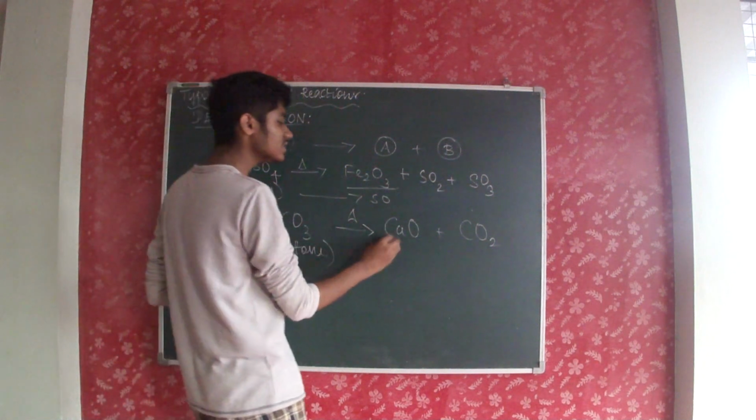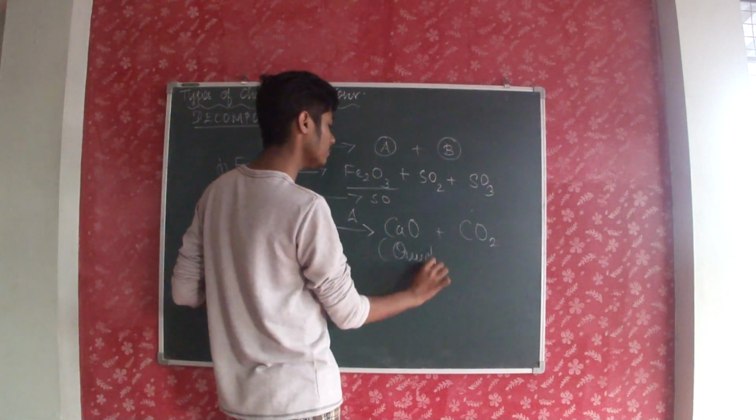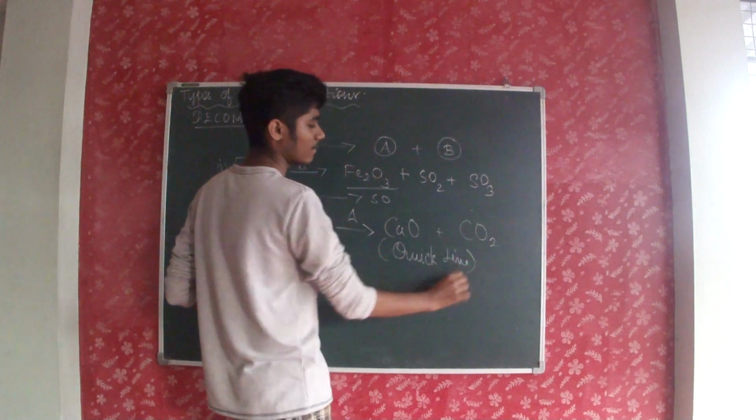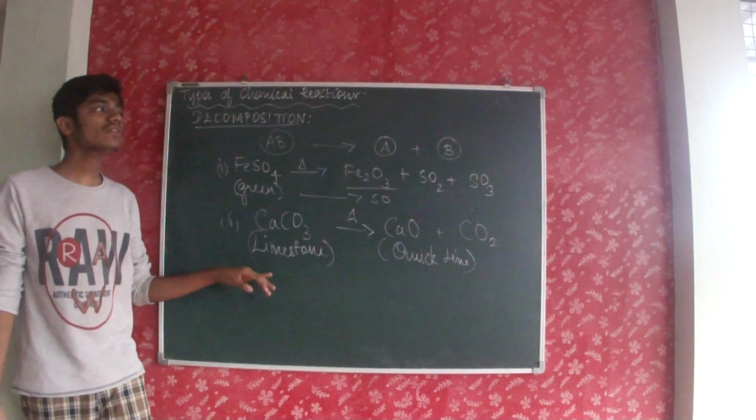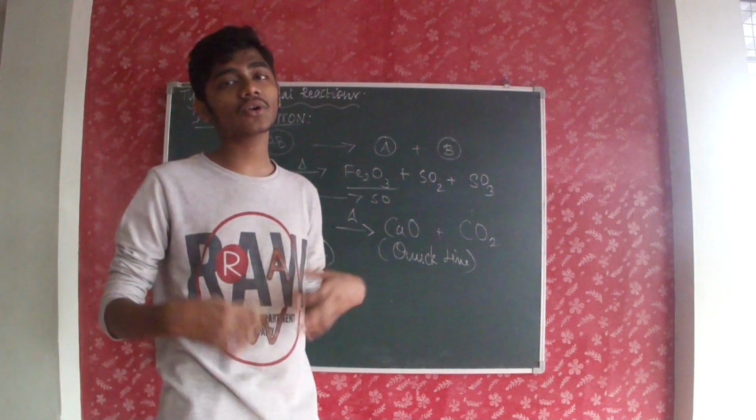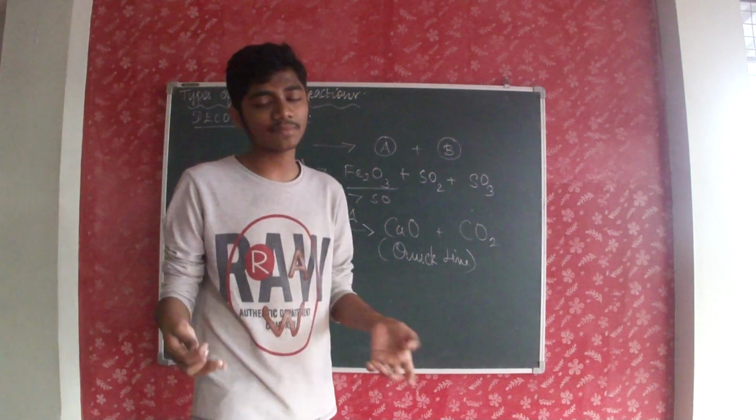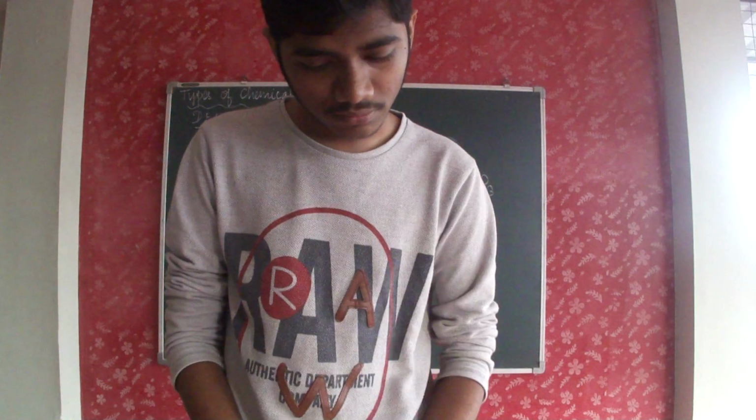This is limestone, and this already we have seen. This is quicklime. This is limestone. So limestone, as we all know, is used in the production of cement. It's a major constituent of cement.